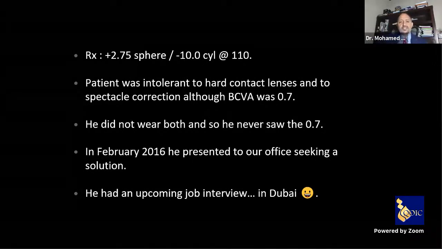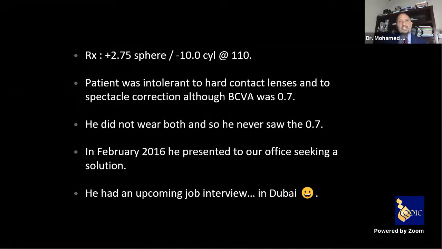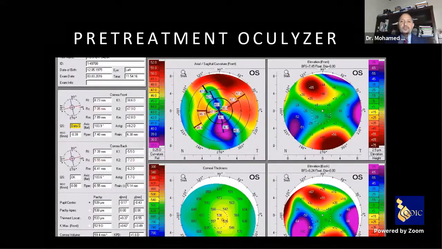In February 2016, he presented to my office seeking a solution, okay? He had an upcoming job interview actually in the Emirates. So this was the pre-treatment Oculyzer. In these patients, I rely on Placido disc more than tomography. So this was his Oculyzer. And as you can see, there was 9 diopters of astigmatism in his topography.